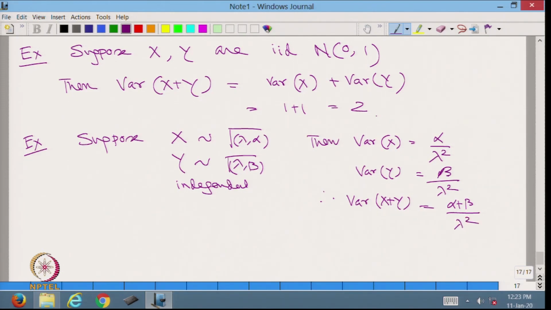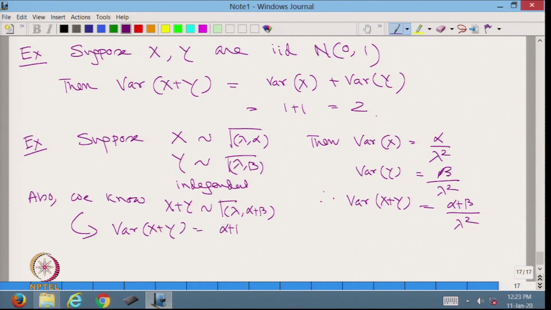On the other hand, we know x plus y will be distributed as gamma with lambda, alpha plus beta. Therefore, from here we can conclude variance of x plus y is also going to be alpha plus beta upon lambda square. So, you can see that these two results are coming out to be equal.